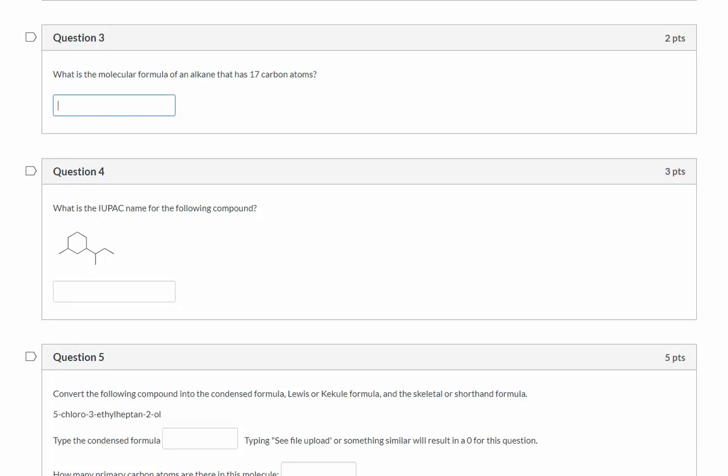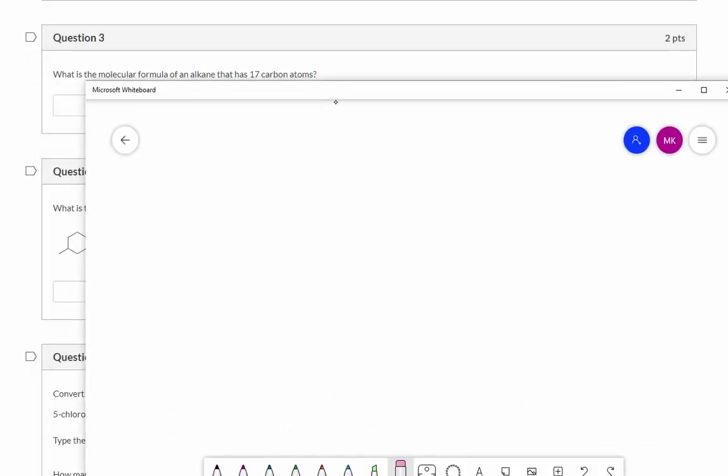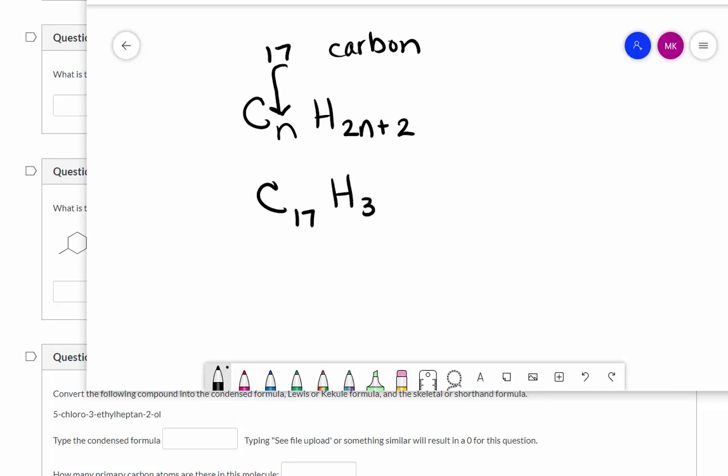What is the molecular formula of an alkane that has 17 carbons? So we're looking for 17 carbon atoms. You need to remember the generic formula for an alkane. The generic formula is CnH2n plus 2. In this case, 17 is n. So we have C17, and then 2 times that is 34, plus 2 is 36. So it would be C17H36.